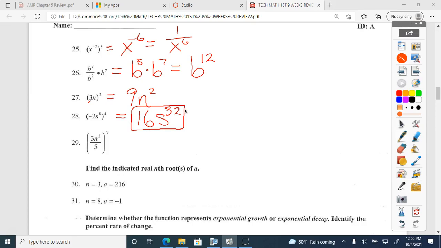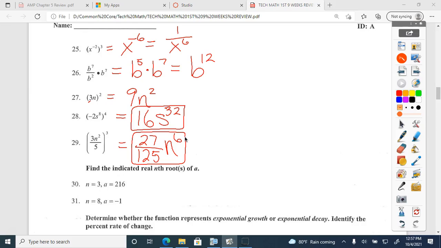All right. 29, last one of this type. Everything goes to what power? The 3rd power. So what is 3/5 to the 3rd power? Three to the 3rd is what? 27. And what is 5 to the 3rd power? What's 5 times 5 times 5? 125. So that's my number part. And then we'll just have n to the 6th power. 3 times 2 is 6. Good? Okay.